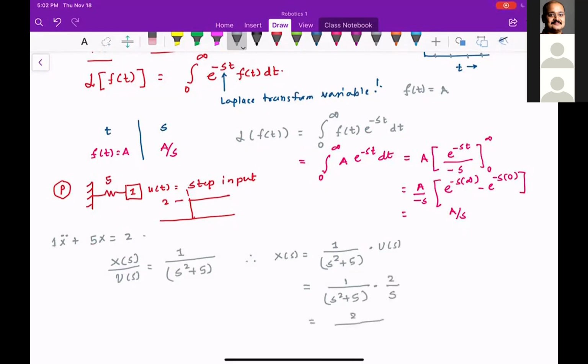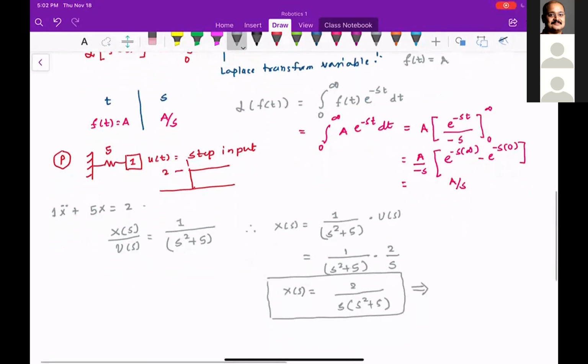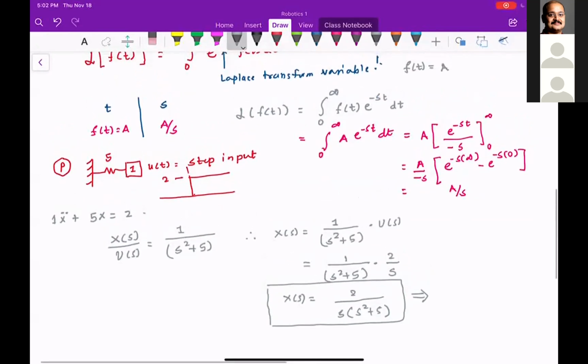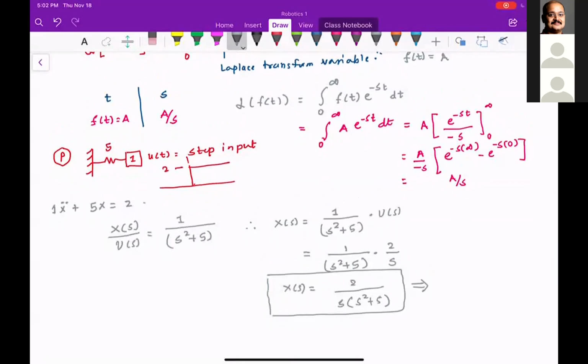So what you have now is this expression for x of s. If you take the inverse Laplace transform of this expression, 2 divided by s square plus 5, the variable s gets converted to variable t. You are going to get an expression for x of t, and that expression is the solution of this differential equation.